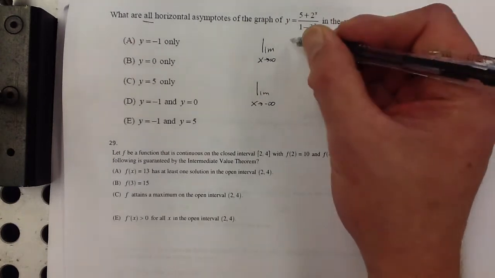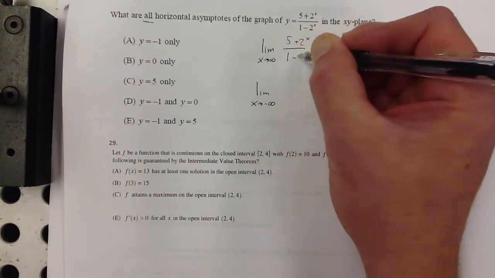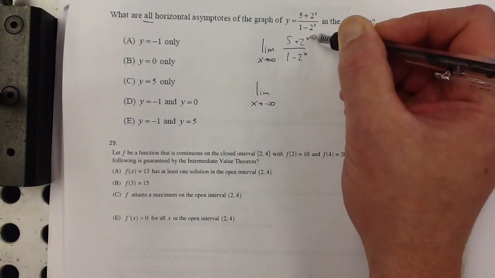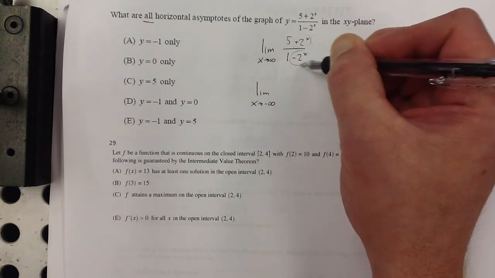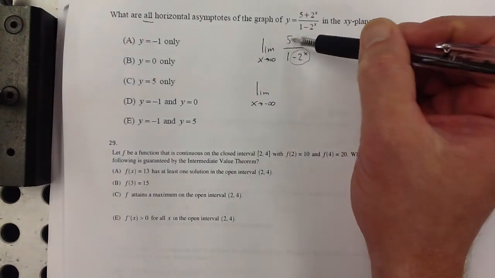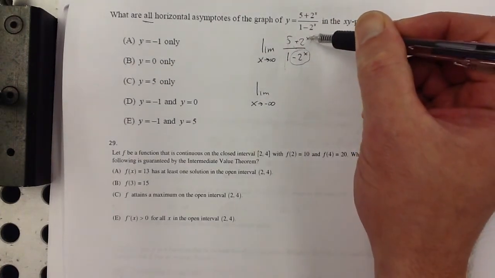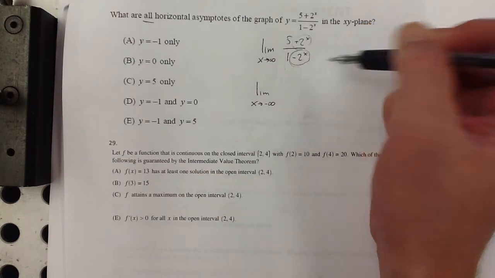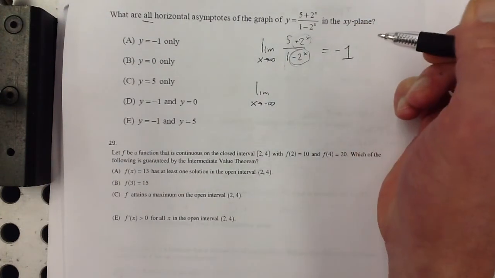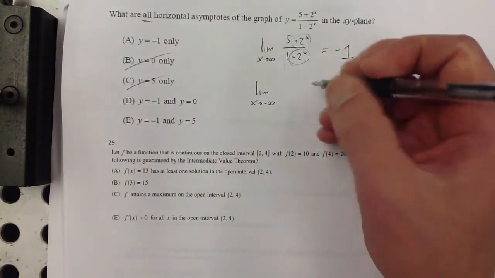Let's consider these. So 5 plus 2 to the x over 1 minus 2 to the x. As x approaches infinity, these blow up to an even larger version of infinity, and the 5 and the 1 fade off into obscurity. So 2 to the x over minus 2 to the x would be negative 1. So I think that eliminates those right off the bat.